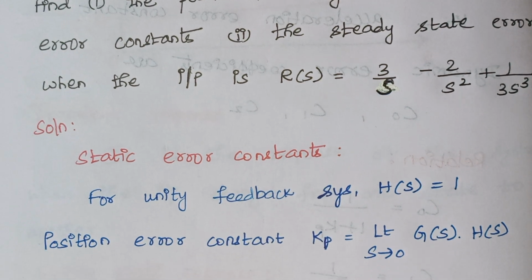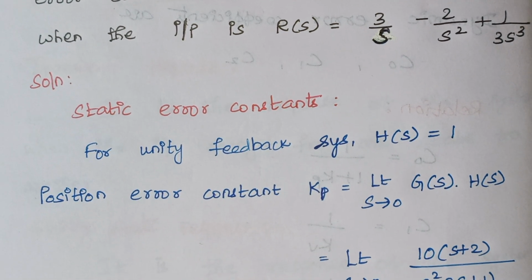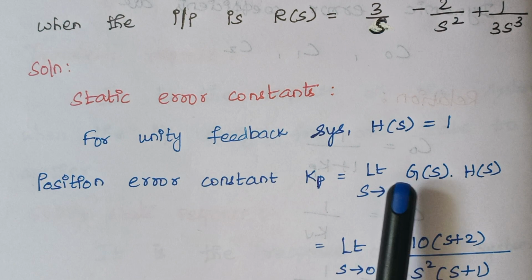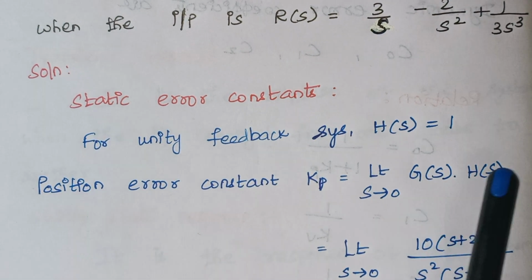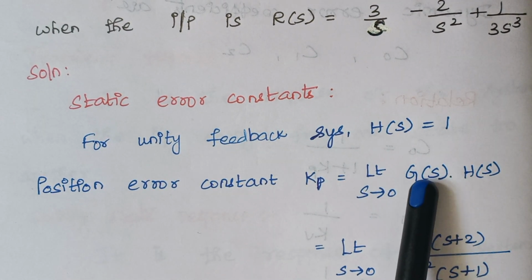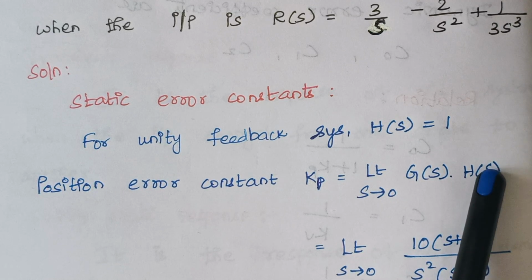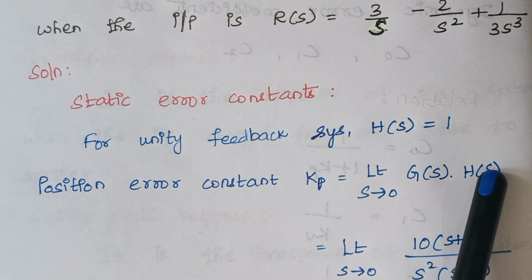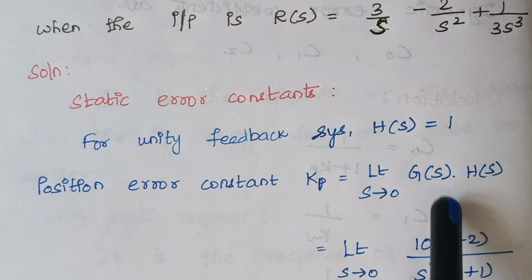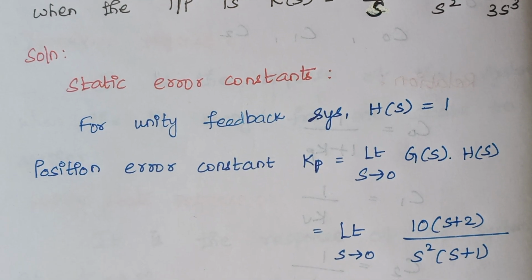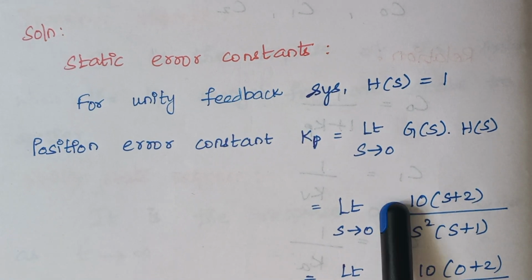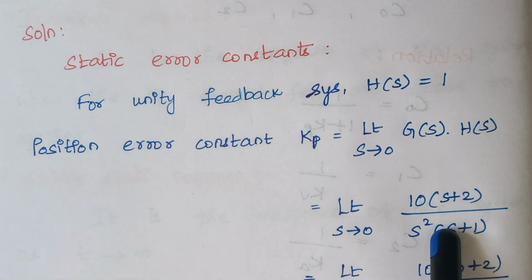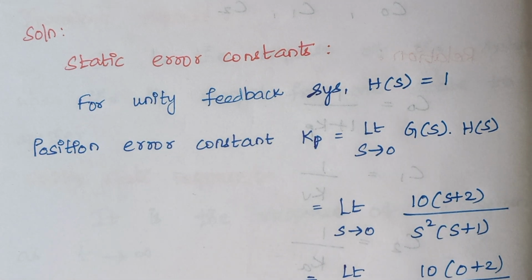So what is the formula for positional error constant? It is given by limit s tends to 0 G of s into H of s. G of s is given in the problem and the H of s is equal to 1 for a unity feedback system. So just substitute the values here. When you substitute the values, you see limit s tends to 0, this is your G of s and the value of H of s is 1.